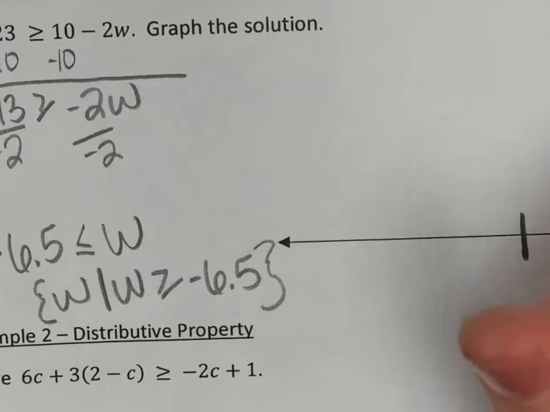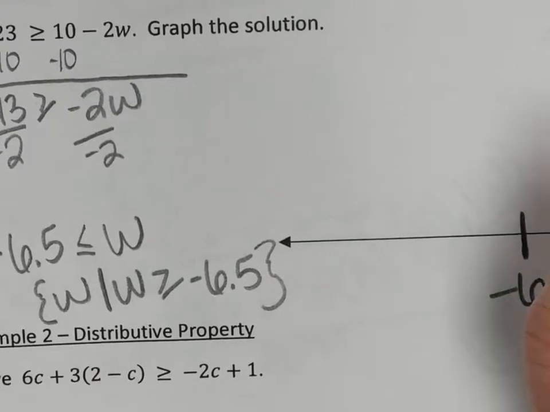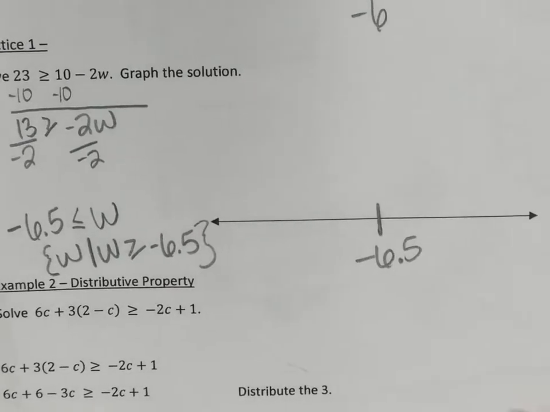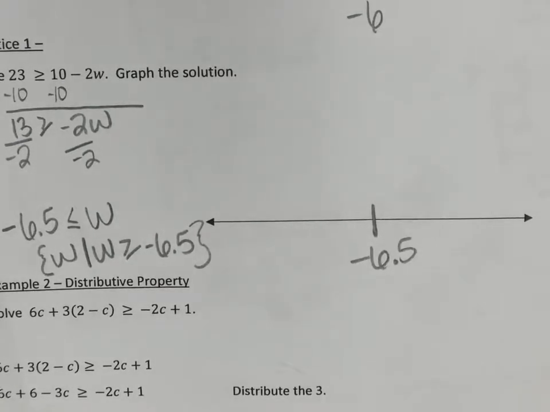Negative 6.5. Thank you very much. And is this going to be an open or a closed dot? Closed. Why? Because it's included.